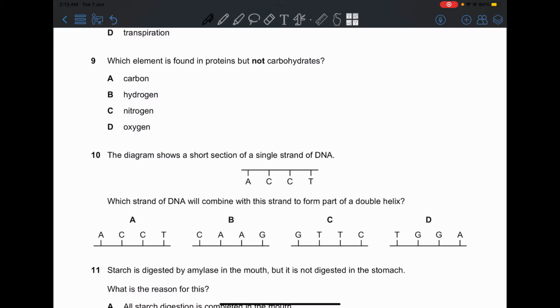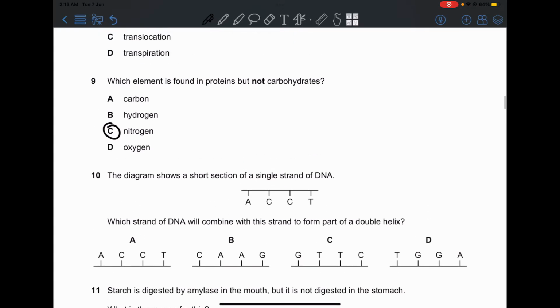Now we know that proteins actually have something extra in their elements, which is nitrogen, so that is going to be our answer. Now we know that carbohydrates as well and fats have the same elements, so that's also a thing to point out.